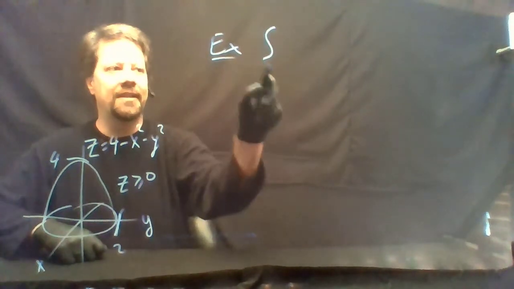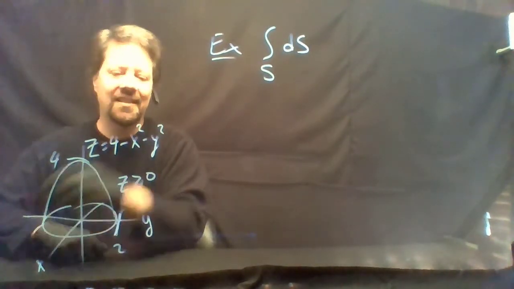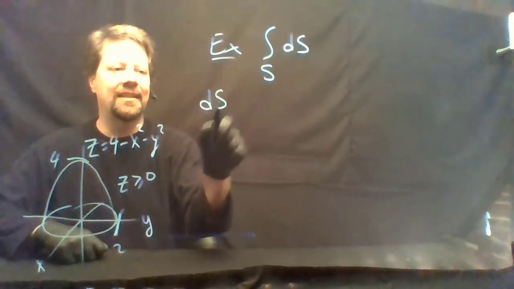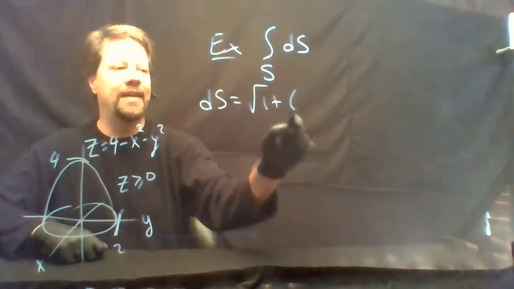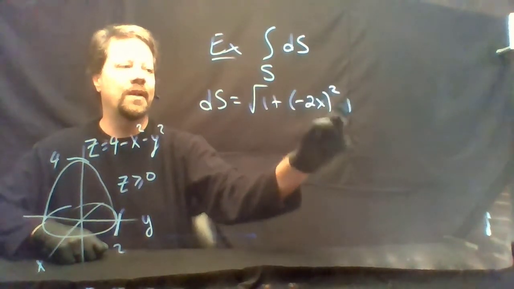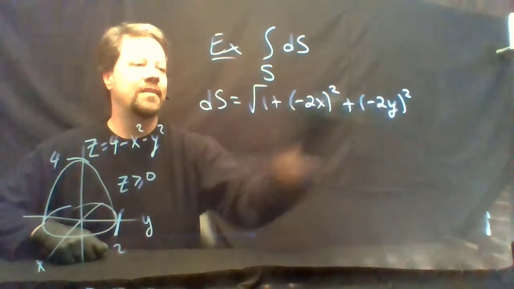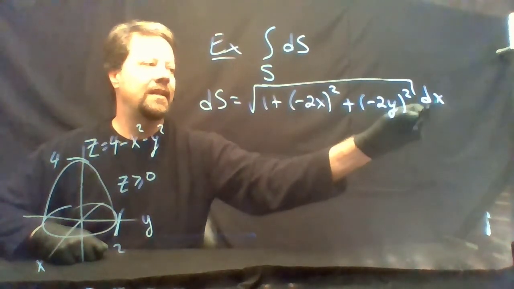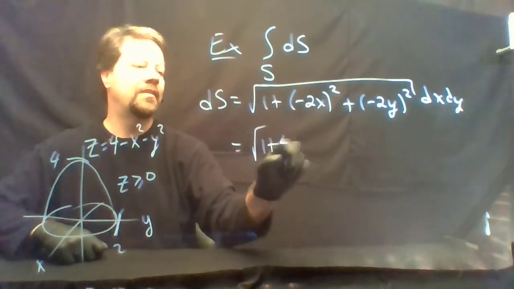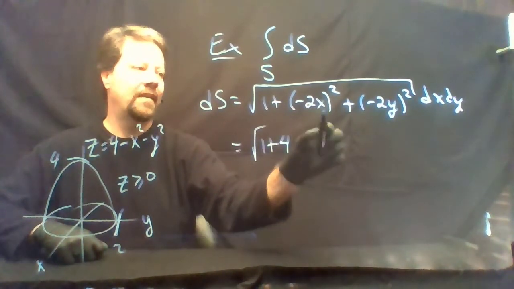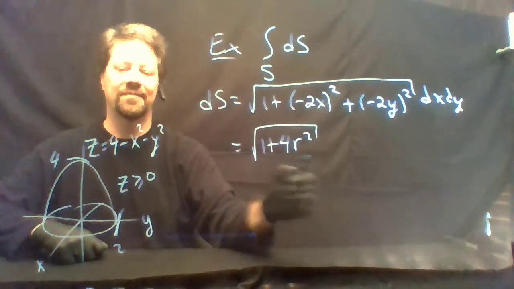The surface area is the integral over the surface of the surface element. The surface element is pretty easy to calculate because it's the square root of 1 plus the derivative with respect to x squared plus the derivative with respect to y squared, dx dy, which simplifies as 1 plus 4 times x squared plus y squared, which we'll look at as r squared.